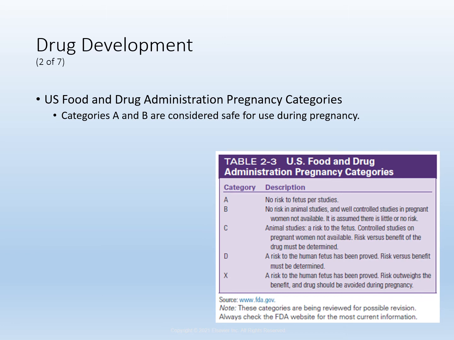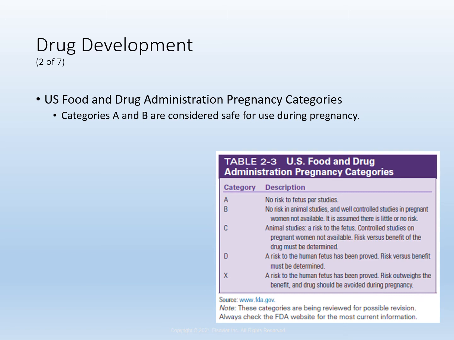You can see this table, it's 2-3 in your book. It'll show you different pregnancy categories, and basically this is useful when you're taking care of a pregnant patient and a doctor is trying to determine if it's safe for them to receive a certain medication. They have these drugs grouped into different categories.